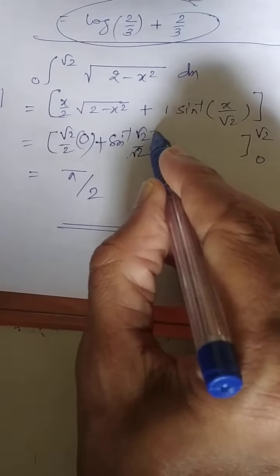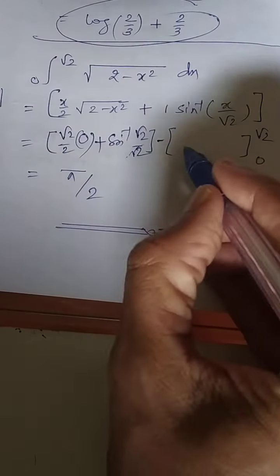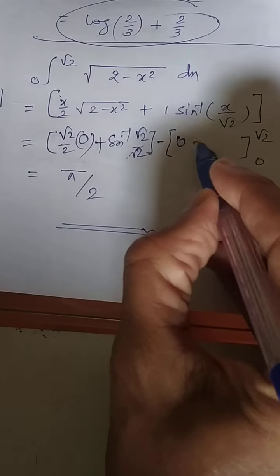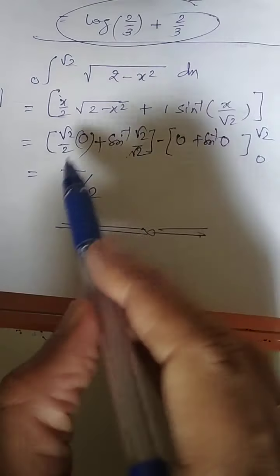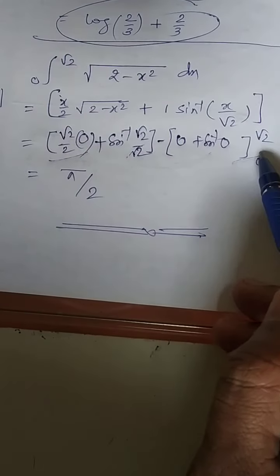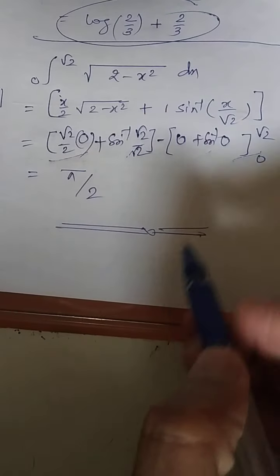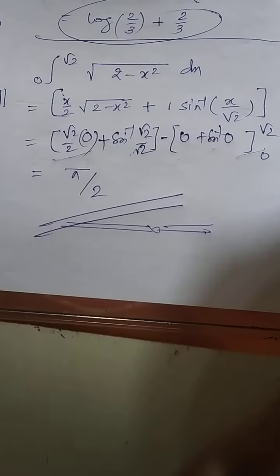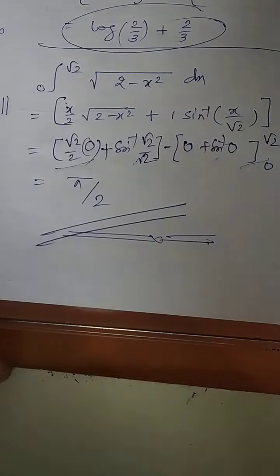This expression will be 0 plus sine inverse of root 2 by root 2. This is in the first bracket, minus the second bracket. Putting 0, this is 0 and here it will be sine inverse of 0, so this is 0. This is sine inverse of 1, and you know that sine inverse of 1 is nothing but pi by 2. So this is the method to answer the question.